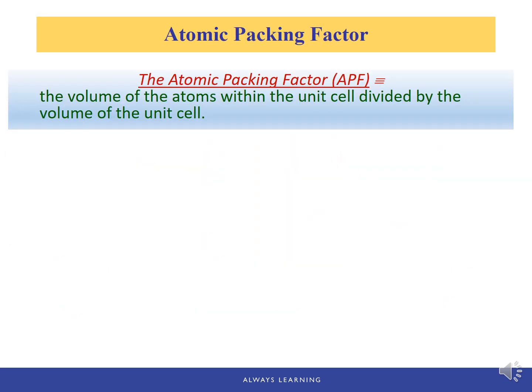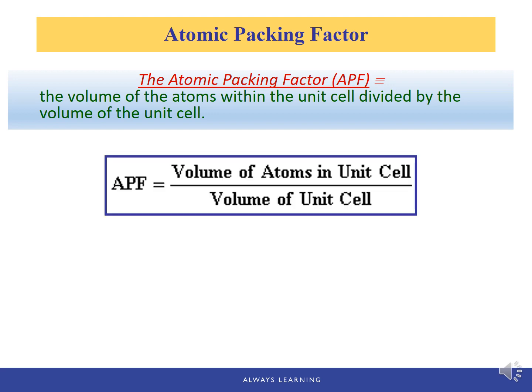Another very important characteristic of a crystal structure is the atomic packing factor, APF, which is the volume of the atoms within the unit cell divided by the volume of the unit cell. Because we fit all the spheres into a cube, there will be some white space, or gaps, between the spheres. So this APF tells you how much of the volume within the unit cell is packed with atoms. The rest of it is the gaps between them.